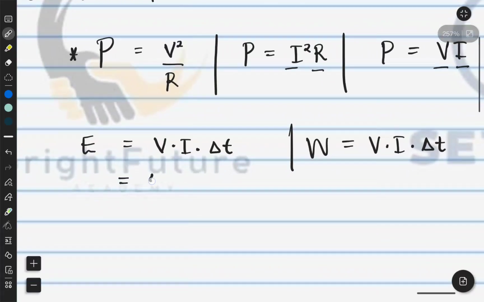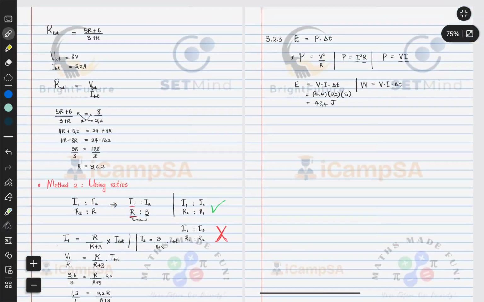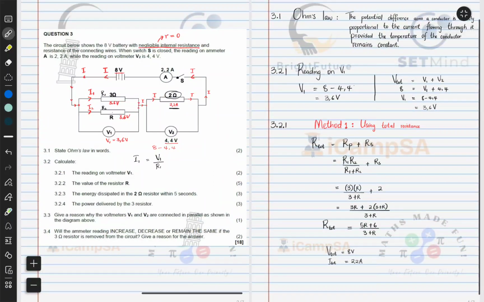Now let's find it. I have 4.4 here. I know my current is 2.2. I've been told that it's for 5 seconds. So now I can find it: 4.4 times 2.2 times 5. I get 48.4 joules of energy in 5 seconds. So this is how much energy the resistor will dissipate within 5 seconds.